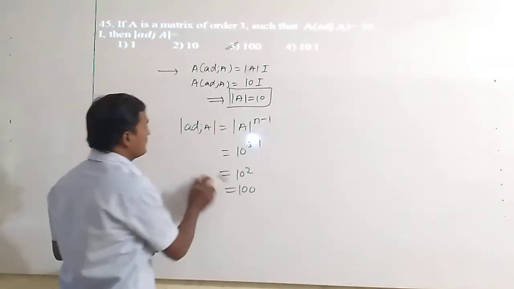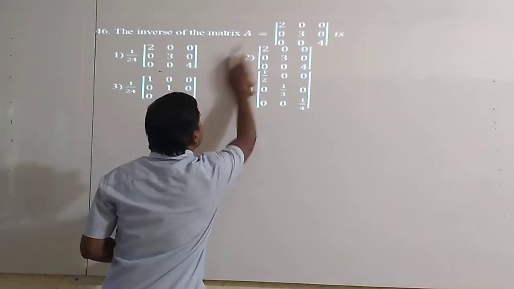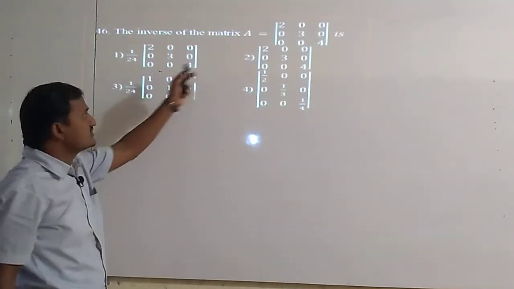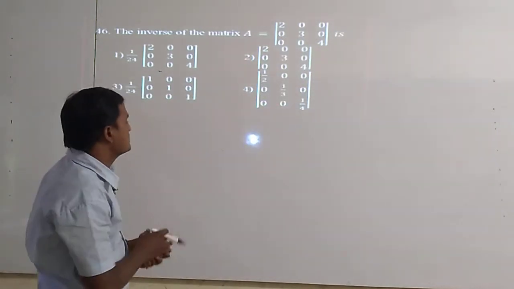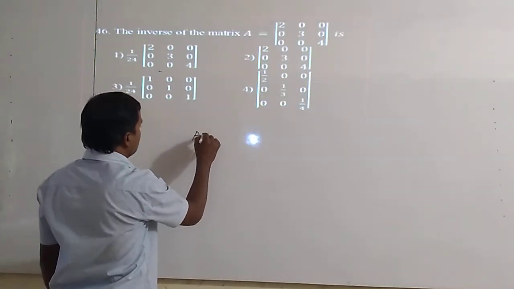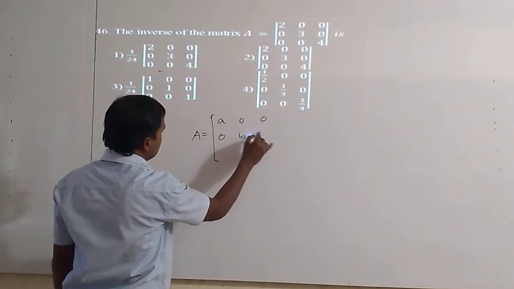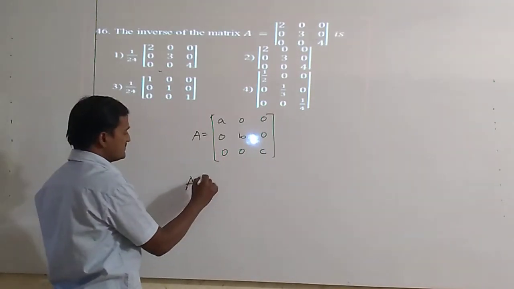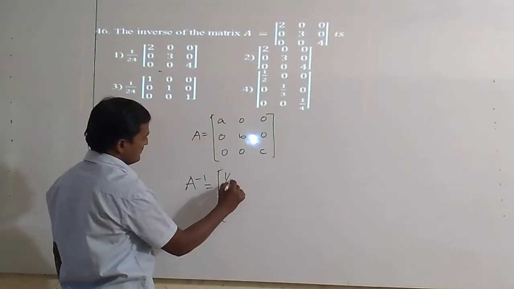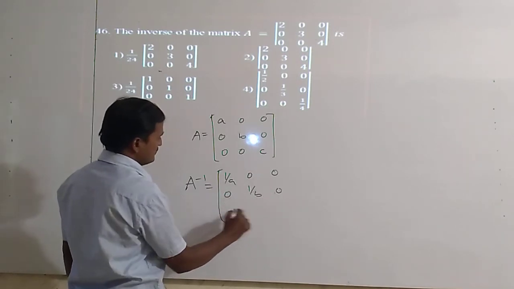We'll go for the next question, this. The inverse of this matrix, right? Again for this we have the standard result we already discussed in the previous videos: a, 0, 0, 0, b, 0, 0, 0, c. What is the inverse of this one? The inverse of this one is 1 by a, 0, 0, 0, 1 by b, 0, 0, 0, 1 by c.